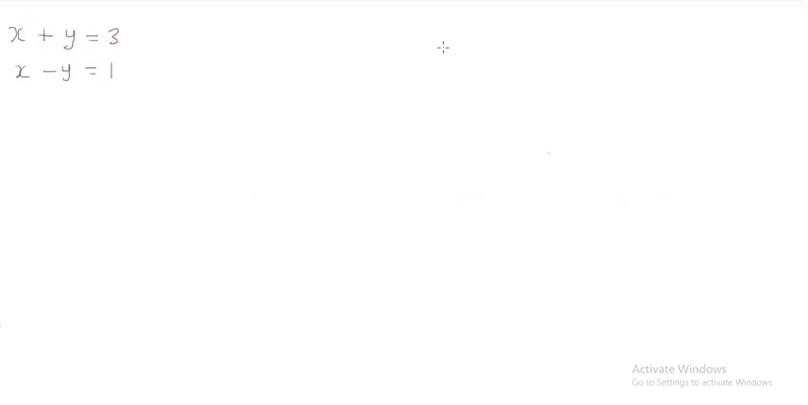Let's talk about simultaneous equations for beginners. Before we talk about it, I want you to know that there are three main methods that are used to solve this kind of equations. So the first one is the elimination method. The second one is the substitution method. And the third one is the graphical method. Now, in this video, we're going to talk about the elimination and the substitution method. I'll leave out the graphical method for another video.